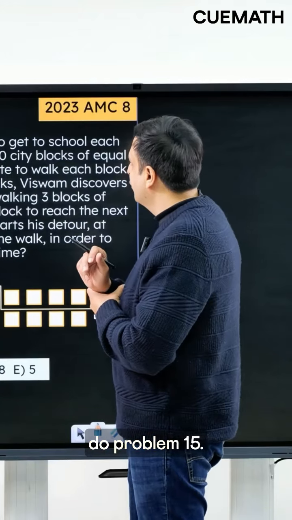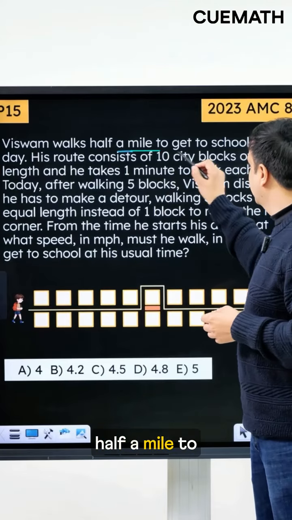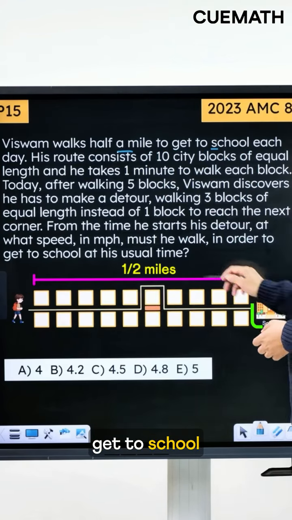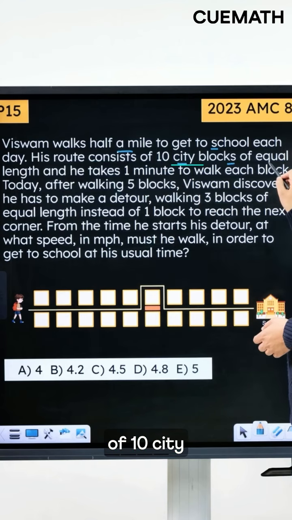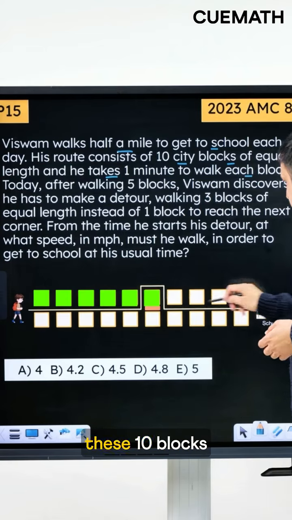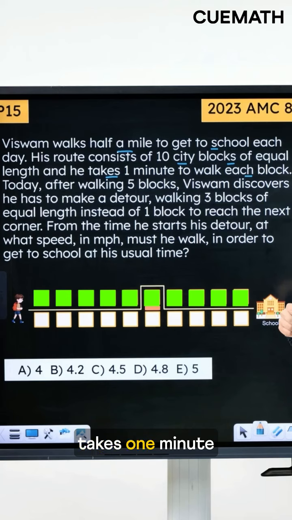Now we will do problem 15. Viswam walks half a mile to get to school each day. His route consists of 10 city blocks of equal length and he takes 1 minute to walk each block. So he walks these 10 blocks to his school every day and takes 1 minute per block.